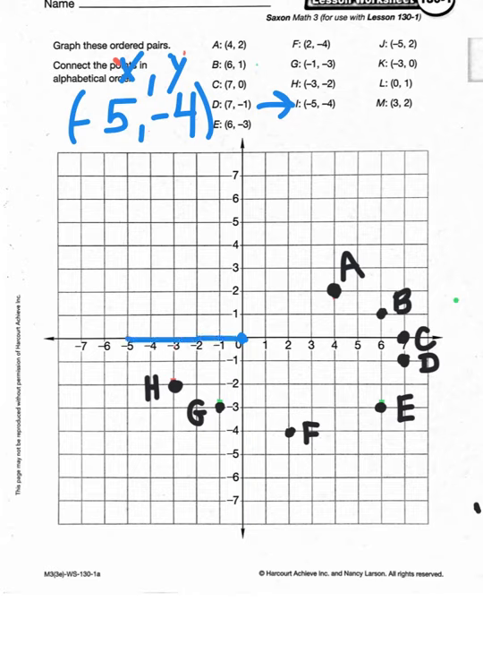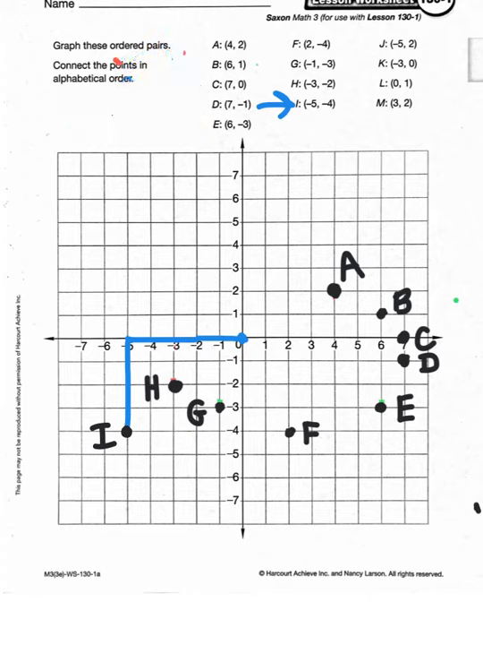Then we stop and we look at our y-coordinate. Our y-coordinate says -4. Do we go up or down? Right, we go down. 1, 2, 3, 4. When we get there, we make our dot, or we graph our point, and this is I. So we write the I, letter of the alphabet. It's taking shape, isn't it?